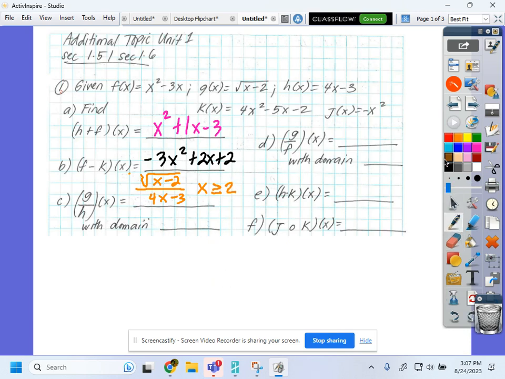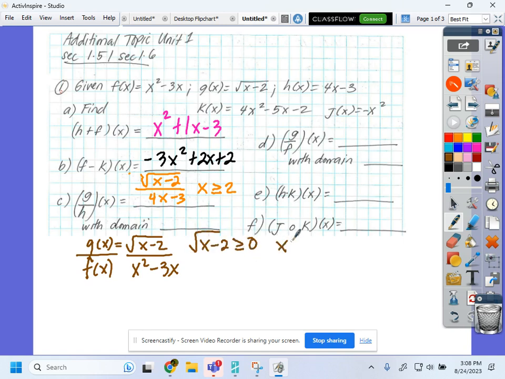Now g of x divided by f of x. So we know that g of x is the square root of x minus 2 divided by f. The f here is x squared minus 3x. We know that the restriction for x minus 2 must be greater than or equal to 0. So we know already from the previous problem that x is greater than or equal to 2. What do we do with the denominator? We have here x squared minus 3x.